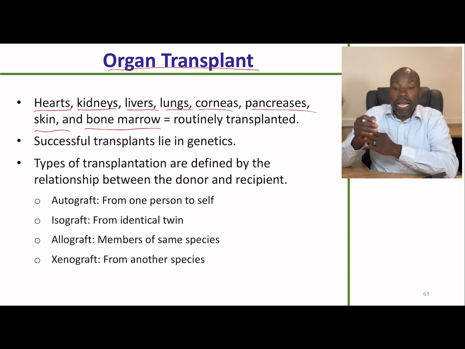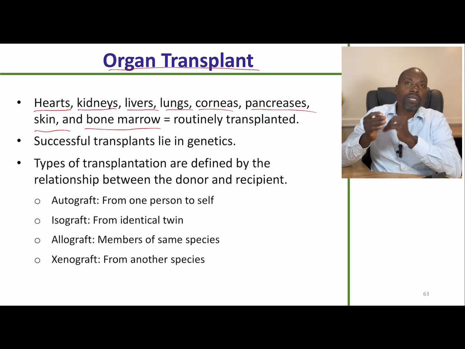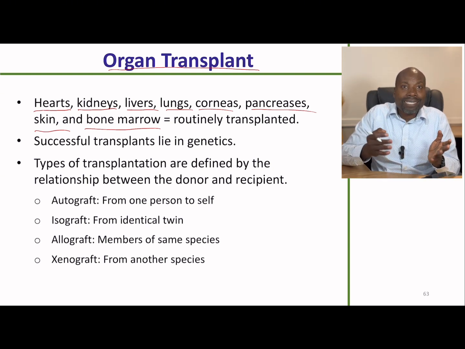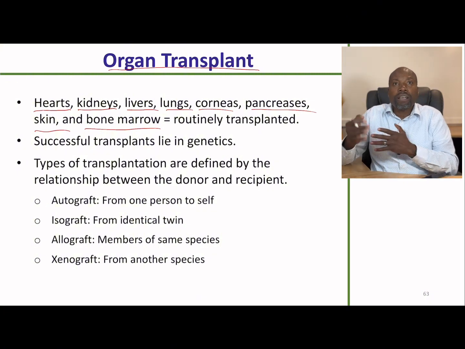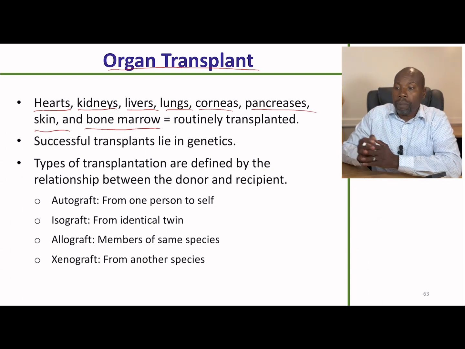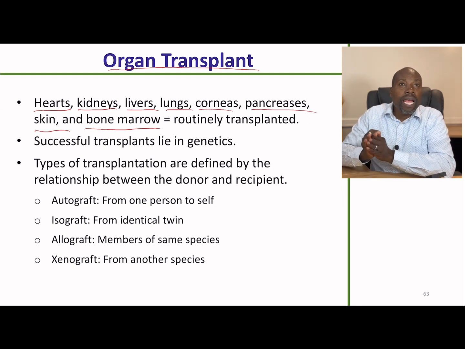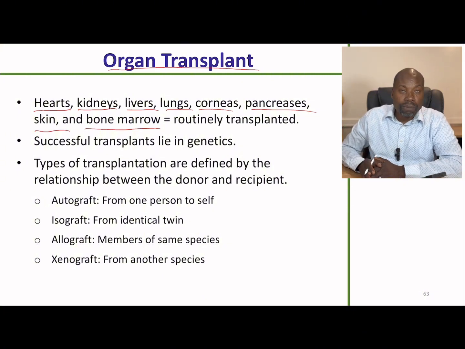However, that transplant depends a lot on the genetic background of individuals. So we said earlier that you need at least a matching between 4 different types of MHC for compatibility to be established, right? So because of that, we always try to see what are the best chances for compatibility to be there, so we classify the type of transplant based on the origin of the organ or the tissue to be transplanted.